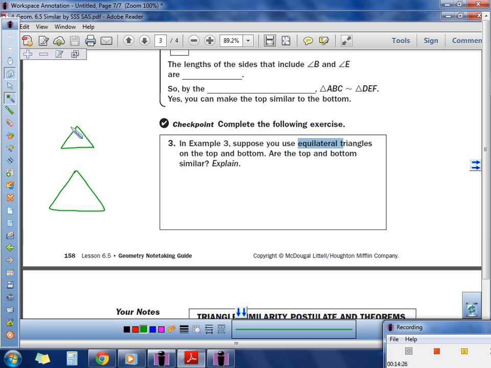Shout out some numbers for this one. 5, so what's this one? They're all 5s. Shout out some numbers for this one. 7, 7, and 7. These are equilateral. That means all their sides are the same. What are the angles on an equilateral triangle? They should all be 60s.